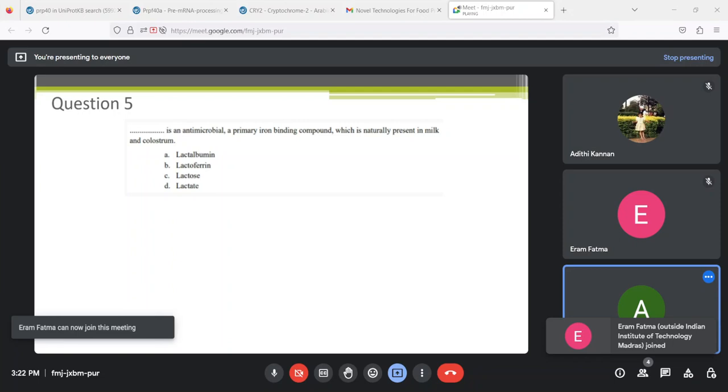So lactoferrin is the antimicrobial that is present in the milk and colostrum. Lactalbumin controls the amount of lactose that is present in the milk. Lactose is a sugar. It's not an antimicrobial. Lactose is just a sugar, and lactate is basically your lactic acid that is present in milk and curd. So the answer is option B.